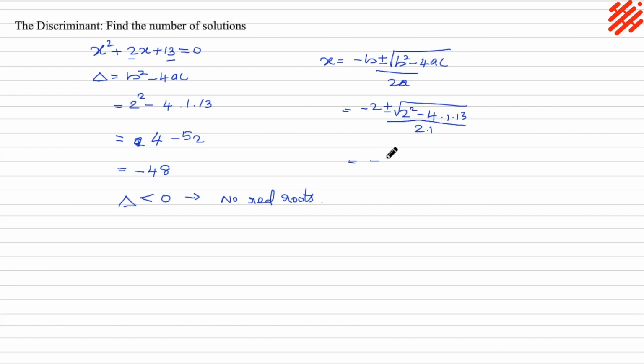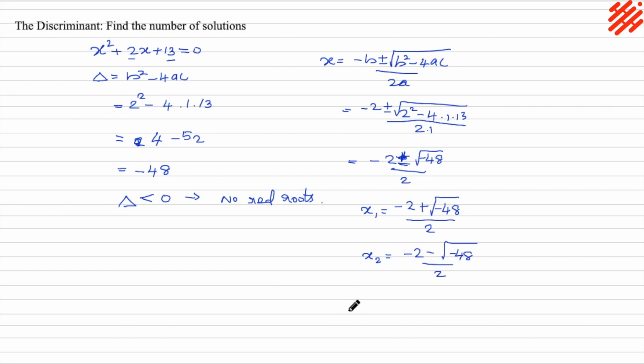Which gives minus 2 plus or minus root minus 48, divided by 2. We can say x1 equals minus 2 plus root minus 48 divided by 2, and then the second root x2 equals minus 2 minus root of minus 48 divided by 2. Why here plus or minus? So the first root is with plus, and the second root is with minus.